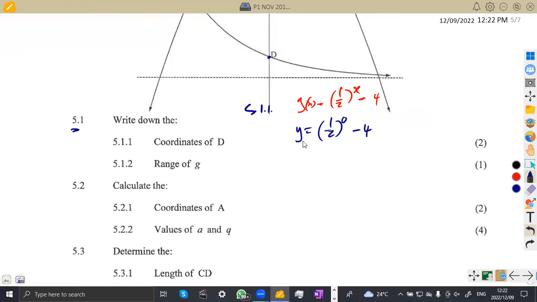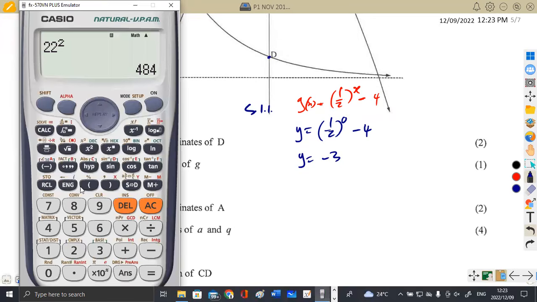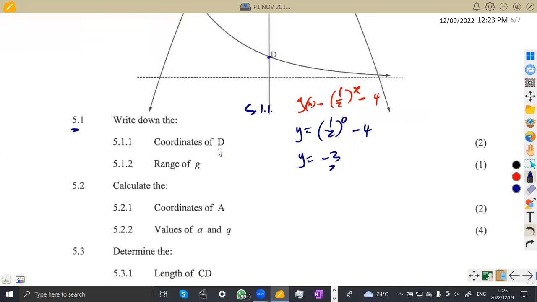So half to the exponent of 0, that's any number to the exponent of 0, that's a 1. Which means we're going to have 1 minus 4, which is -3, or you can just use the calculator at once: 1 over 2 to the exponent of 0, whatever we have, we subtract 4. That is -3, so we obtain the same answer. So that's D. Remember, x is equal to 0 on the y-axis, so the point D is x, which is 0, and y is -3. Remember, a point is supposed to be written x followed by y.